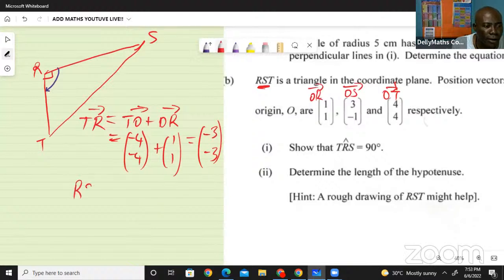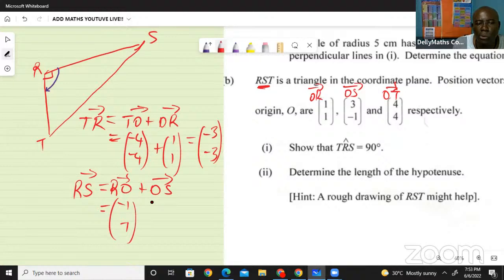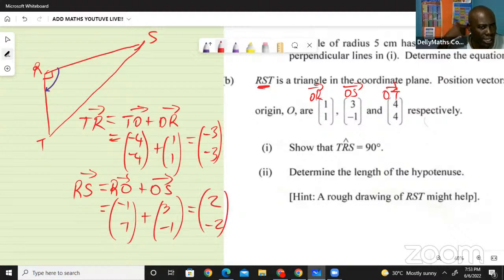Let's go for RS. If we're going for RS, then we could move from R to O and then O to S, and we get RS. So RO is -1, -1, because we're going against OR, the opposite direction, because we got OR from the system. OS is okay, so we're moving in that regular direction. This is giving me 2, -2. So I get 2, -2 there.